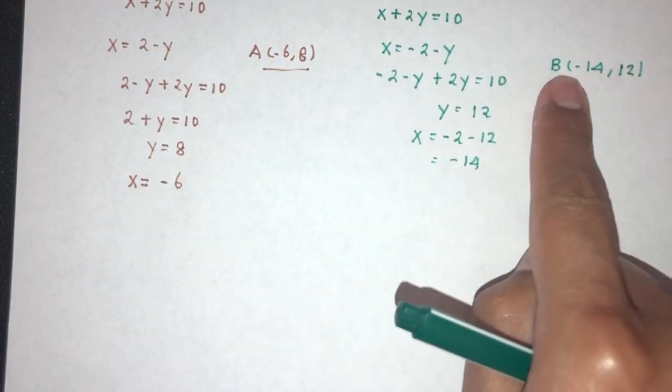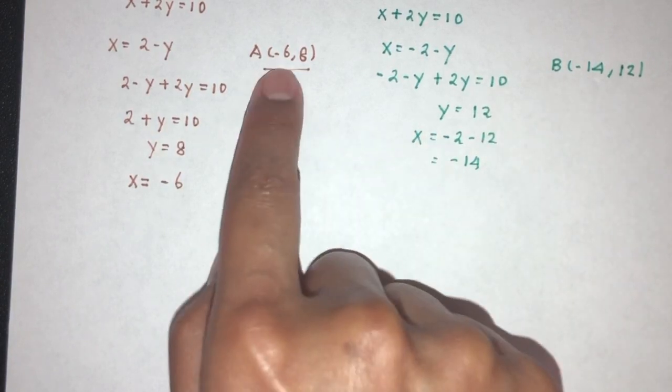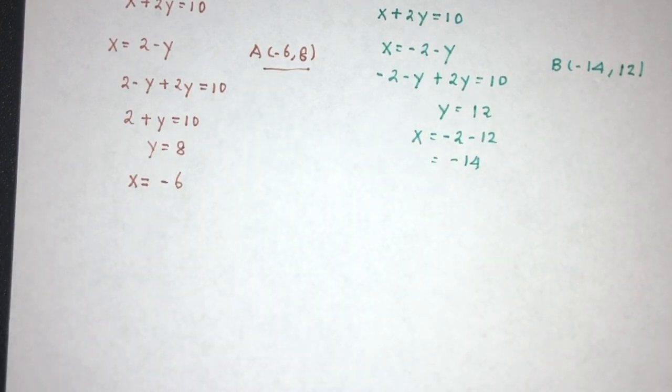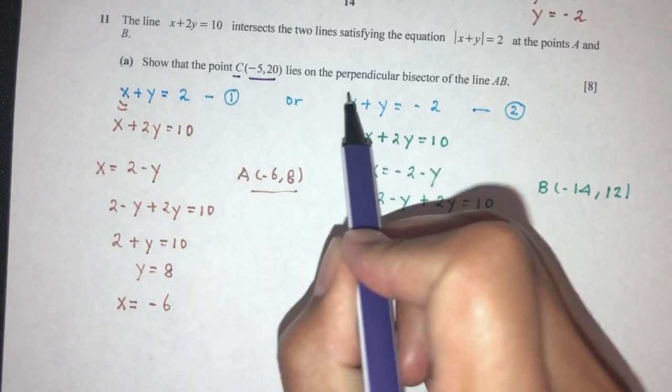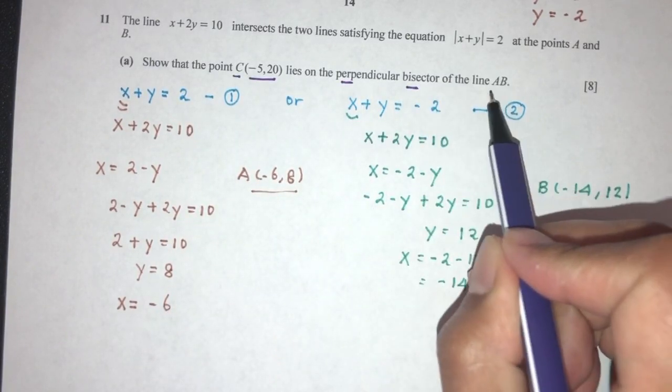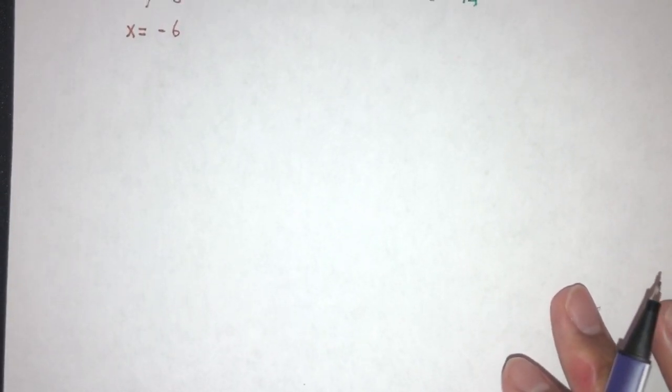Usually I will call this one A and call this one B because of the x value here. This one comes first, this one comes second. But again, no big deal if you did that. Anyway, let's move on to the question itself. We have to show the point C lies on the perpendicular bisector of AB. So let's find out. We have to find the equation of the perpendicular bisector of AB.